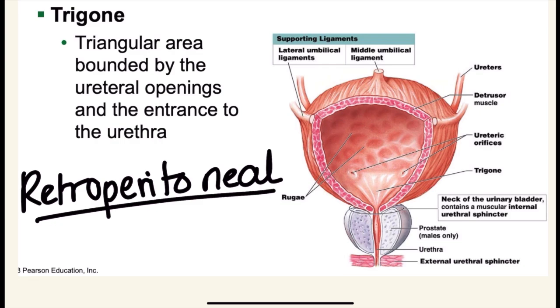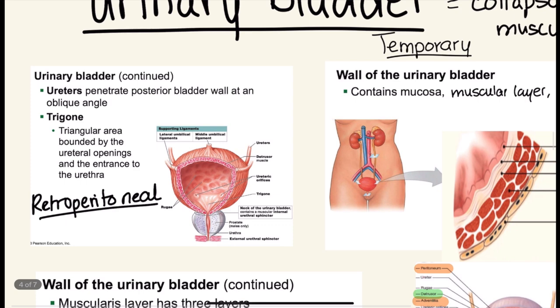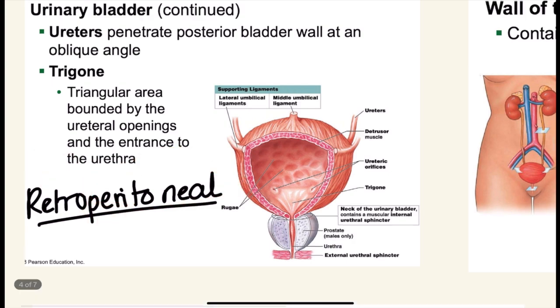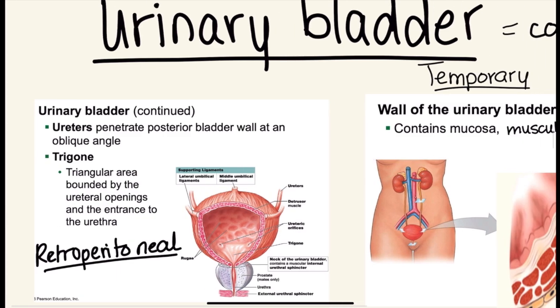One thing to know about the urinary bladder's location in the body is that it's going to be retroperitoneal. From the name itself, retro means behind, right? And peritoneal, behind the peritoneal area. So it's going to be present in this area.